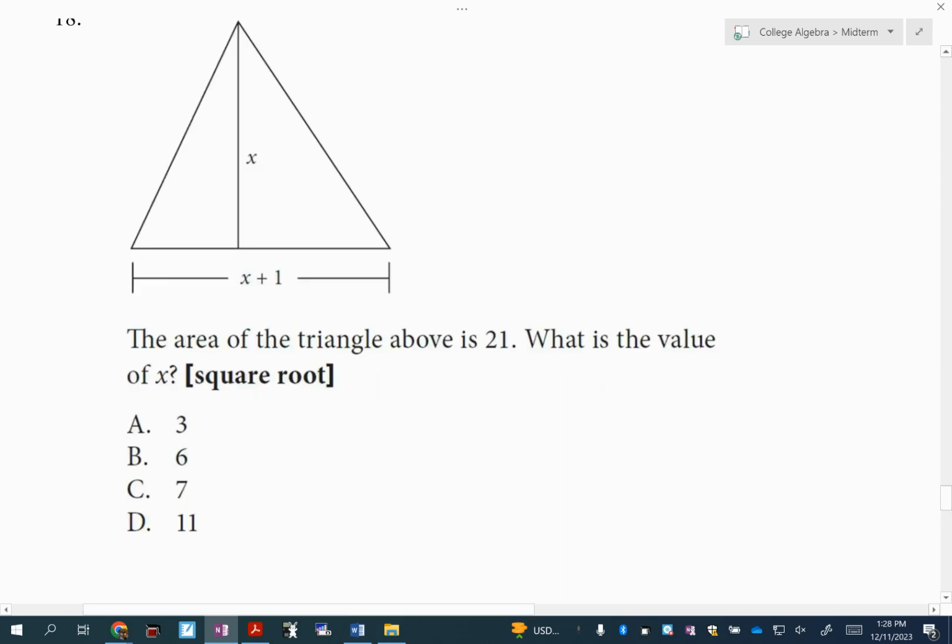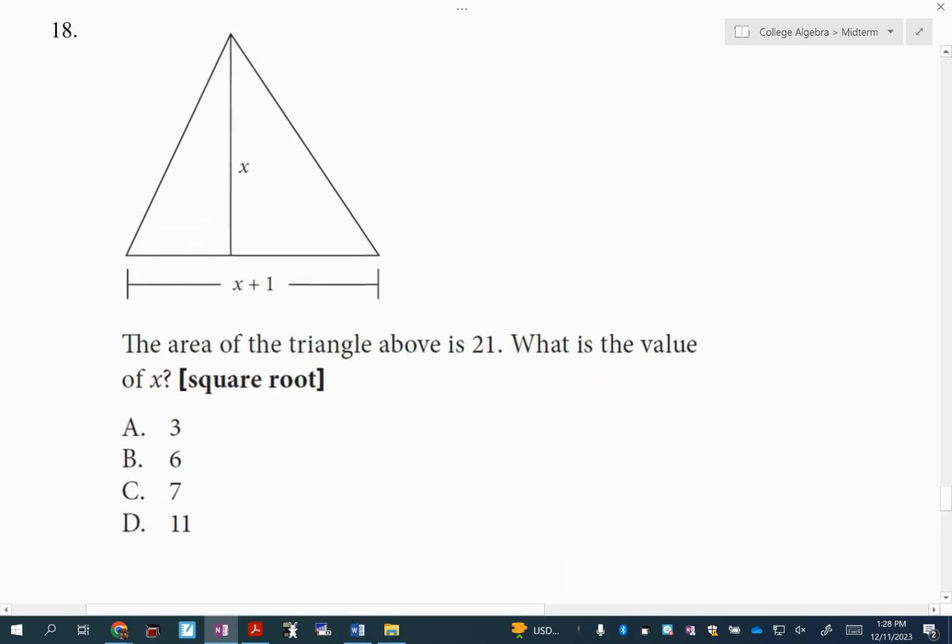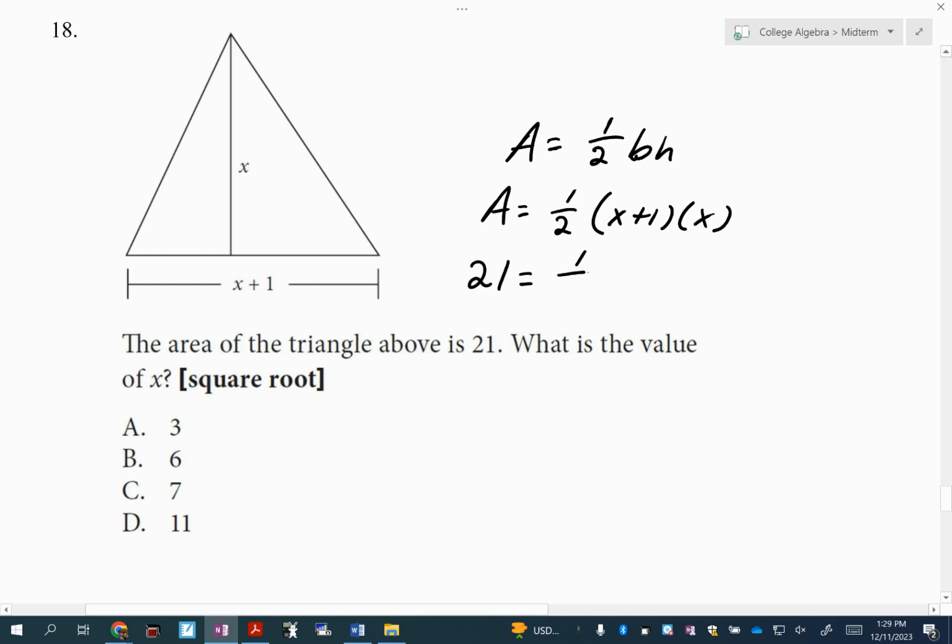Okay, 18. We've got the area of a triangle. Notice it doesn't give you the formula, so you need to know the area is 1/2 base times height, or base times height divided by 2. It looks like the base of this triangle is going to be x plus 1. The height is going to be x. All right, and they're saying that's the same as 21.